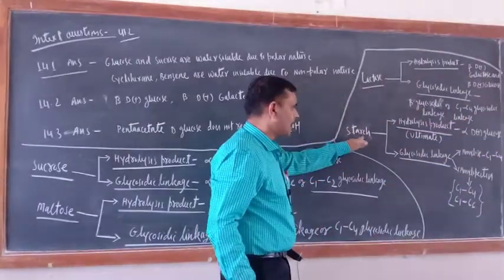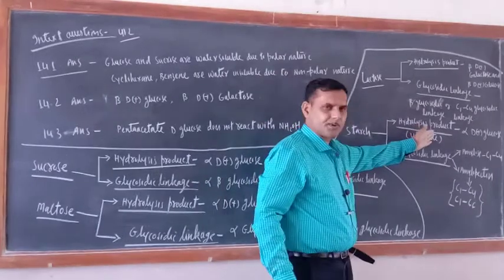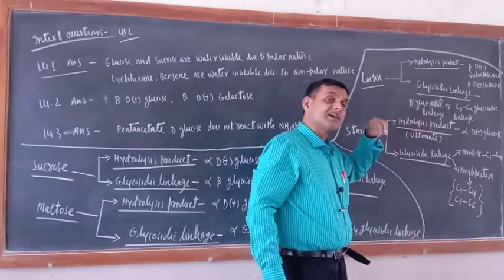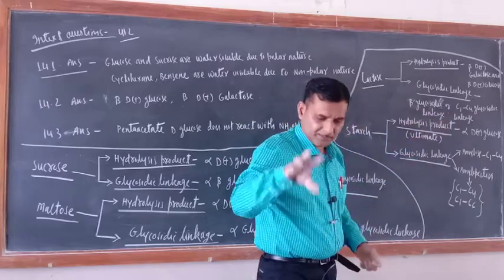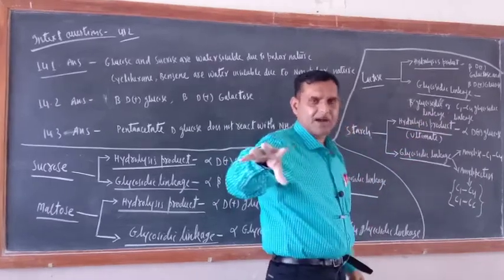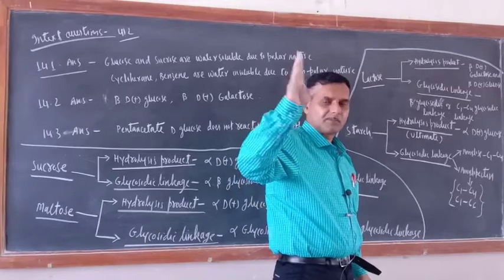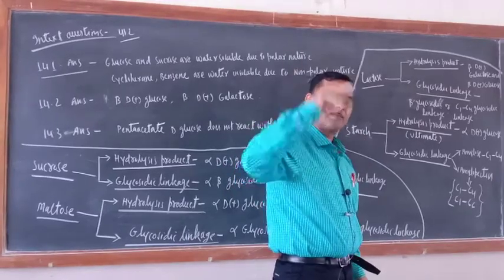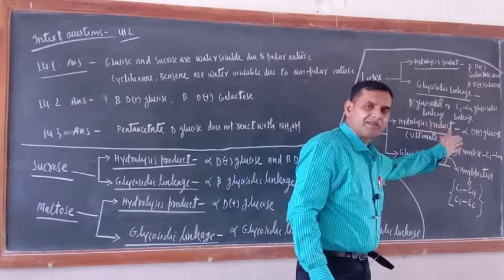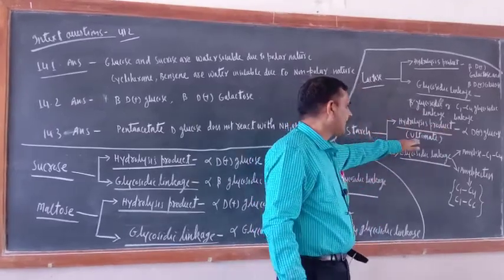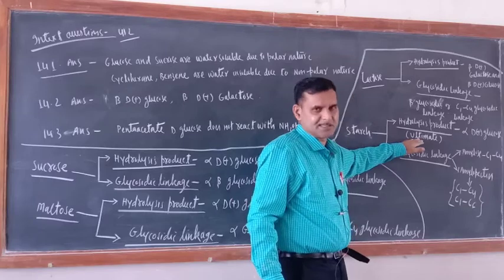Okay. Now starch. The ultimate hydrolysis product of starch is alpha D positive glucose. Actually when starch is subjected to hydrolysis, what is formed? Maltose is also formed. When maltose is further subjected to hydrolysis, alpha D positive glucose will be formed. That is why I wrote the word ultimate hydrolysis product here.